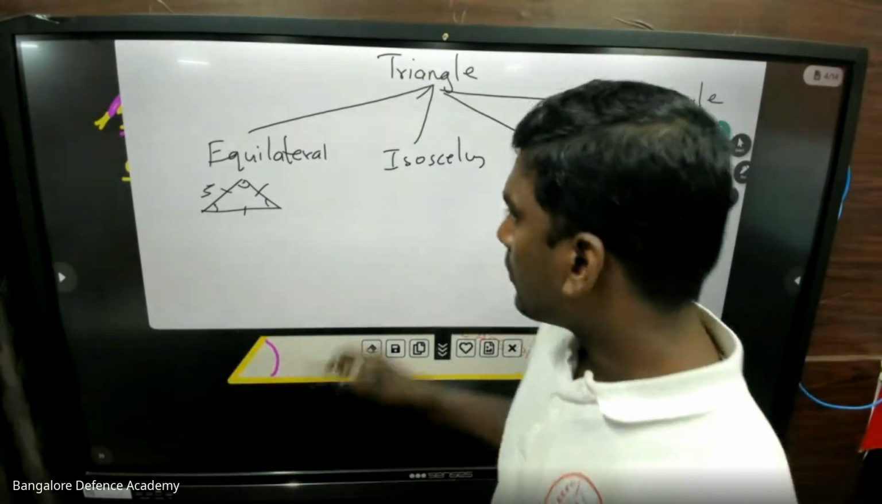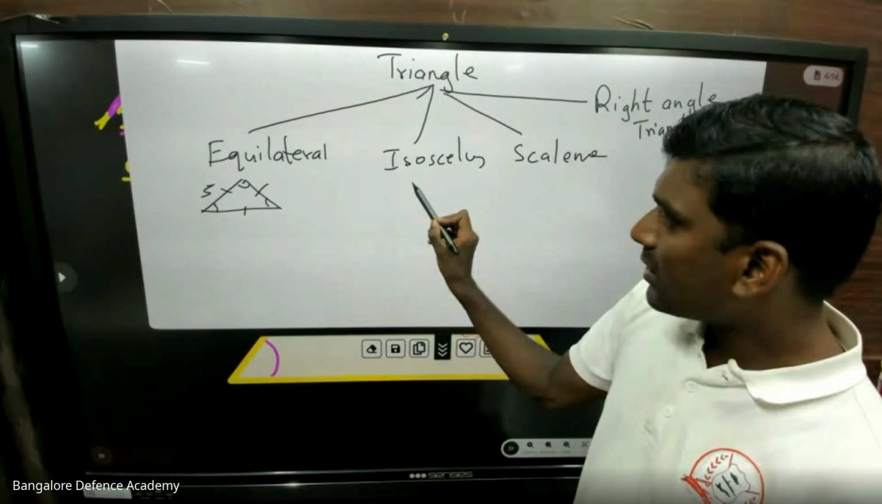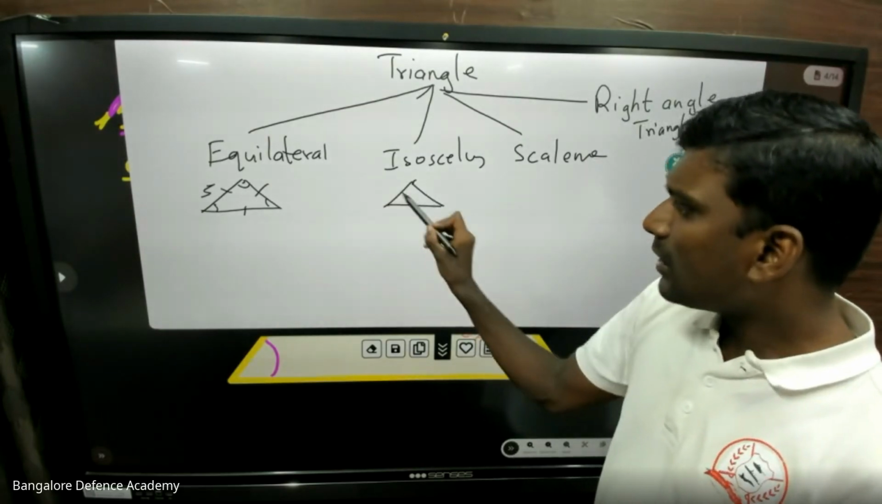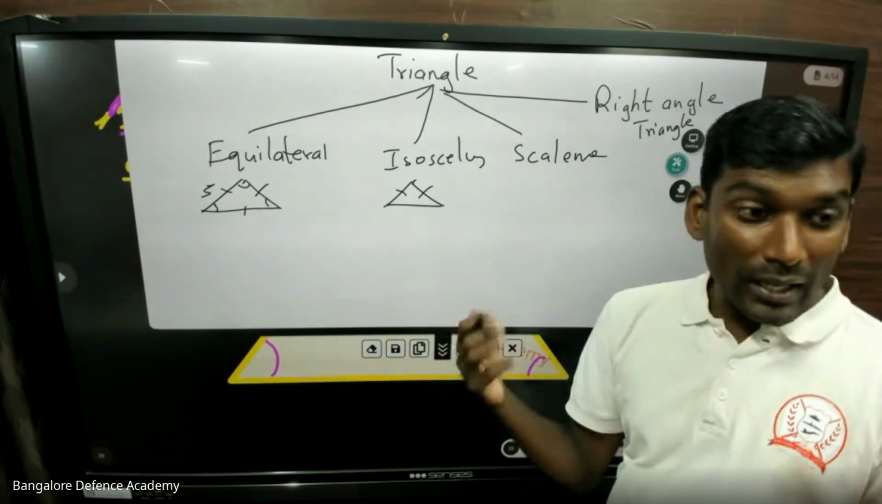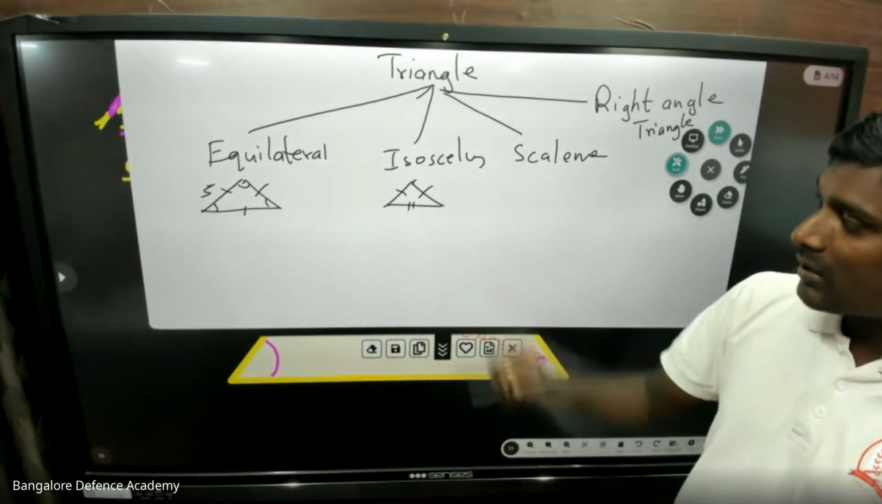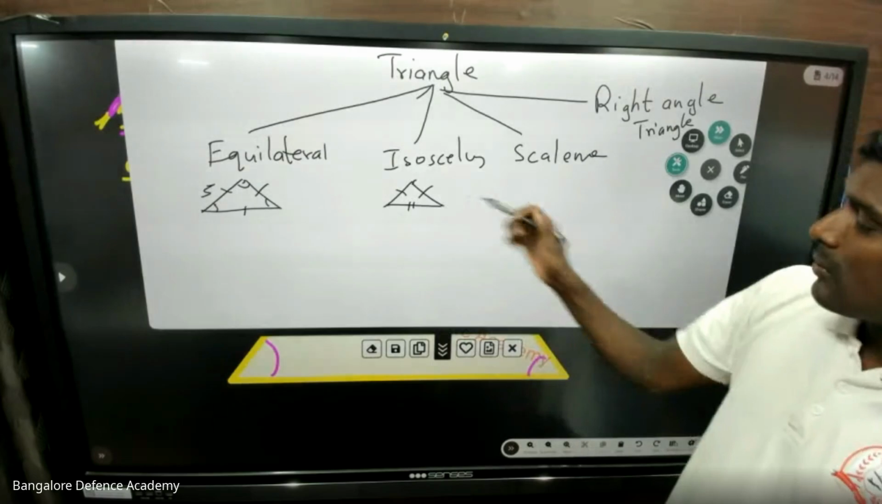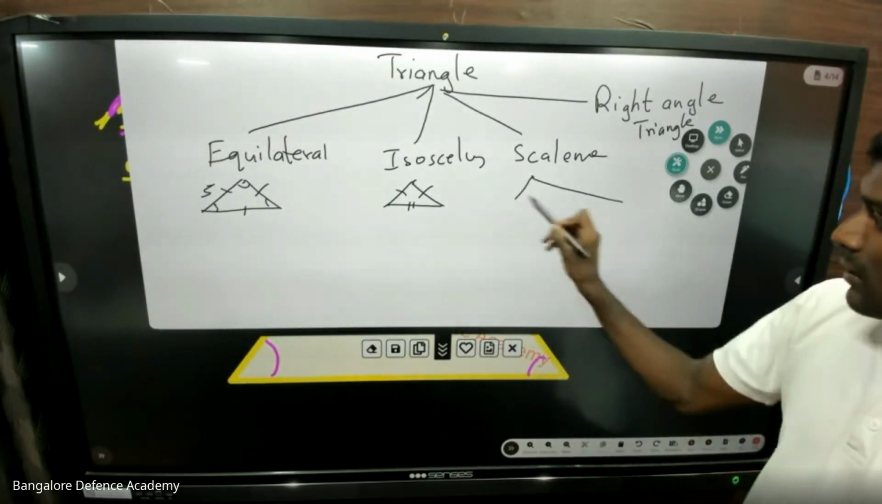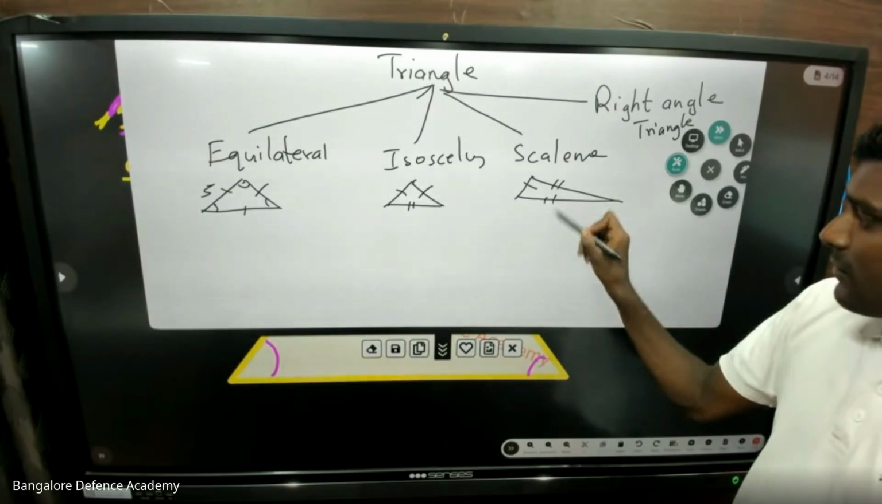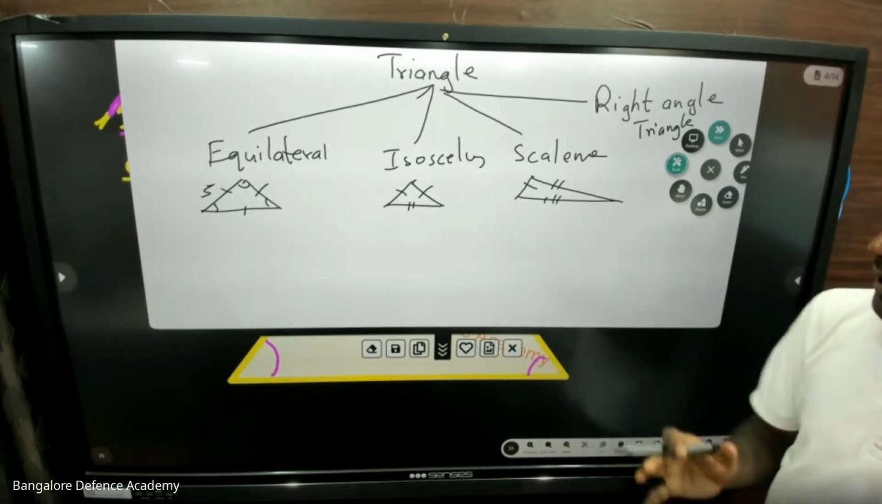Okay. Now look at this. Isosceles triangle. If I draw this, any two sides, this side or this side, will be equal. Any two sides can be equal. One side will be different. This is an isosceles triangle. Scalene triangle means all these sides are different. Okay, all these sides are different.